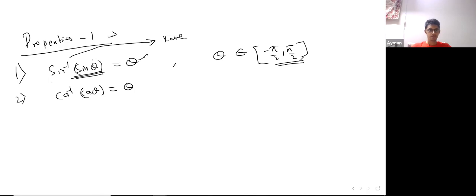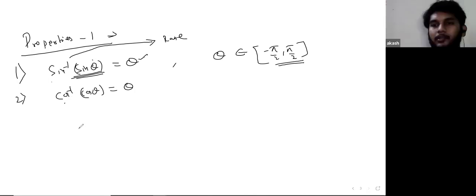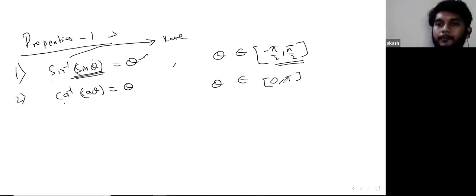Same for cos inverse, tan inverse, and everyone. Theta has to be from their respective output, or range. I say output, but that is not the technical term. This is range. I just use that to make them understand.